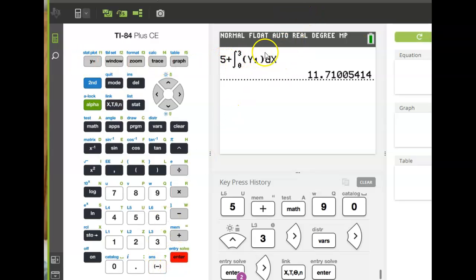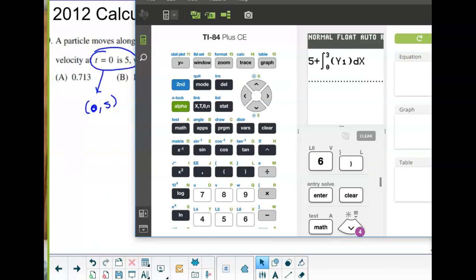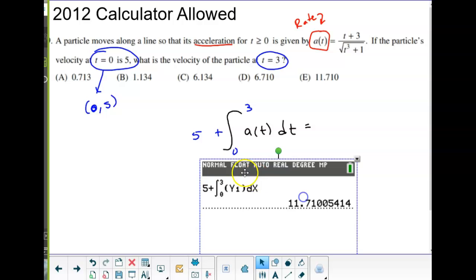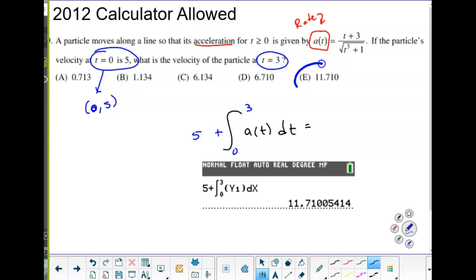And now it'll do the work for me. It's accumulating the amount of velocity from 0 to 3, and then adding 5 to that. And the answer is E. So, now that we kind of just saw a pattern, 3 different examples that really use the same setup, let's apply this to a free response question.